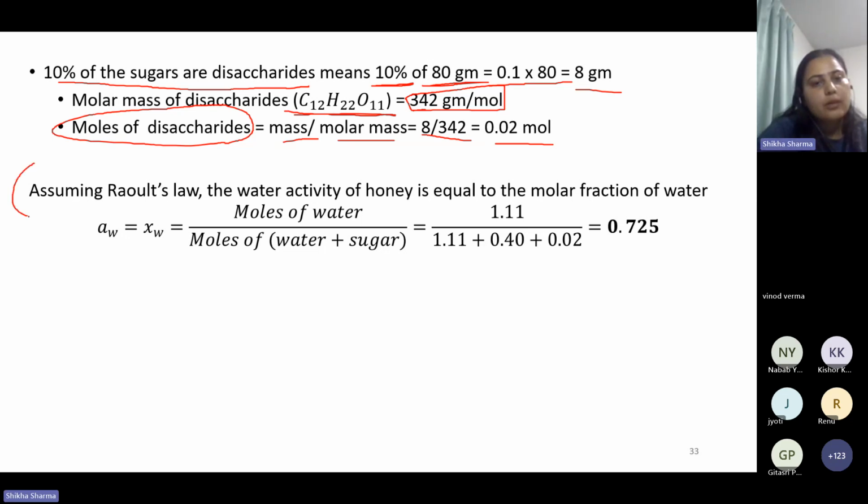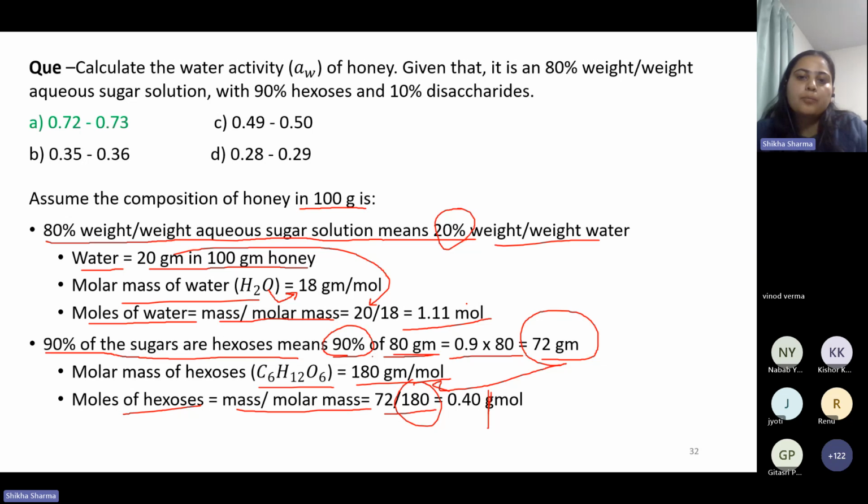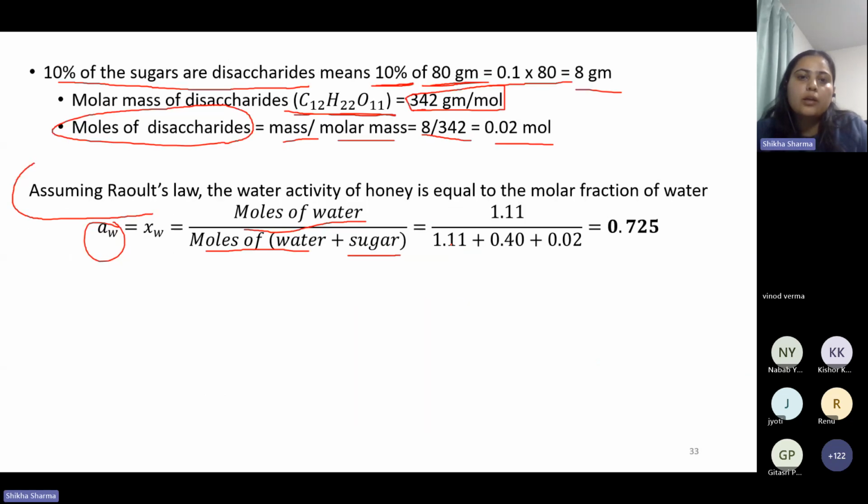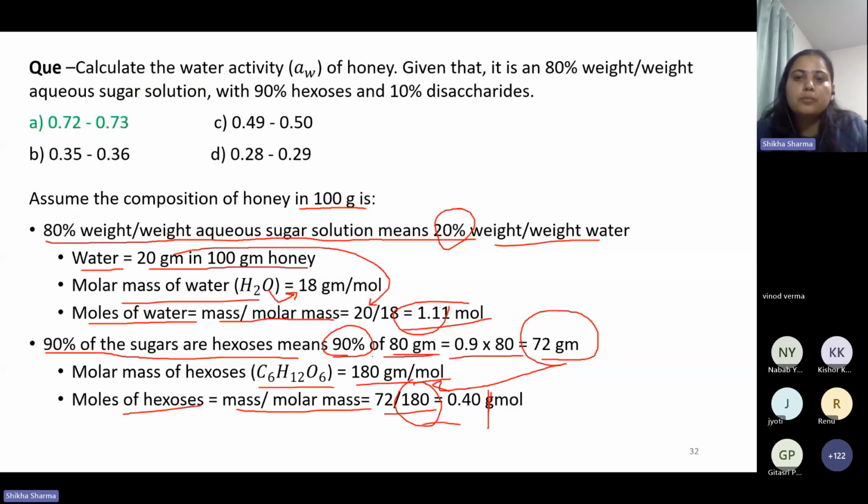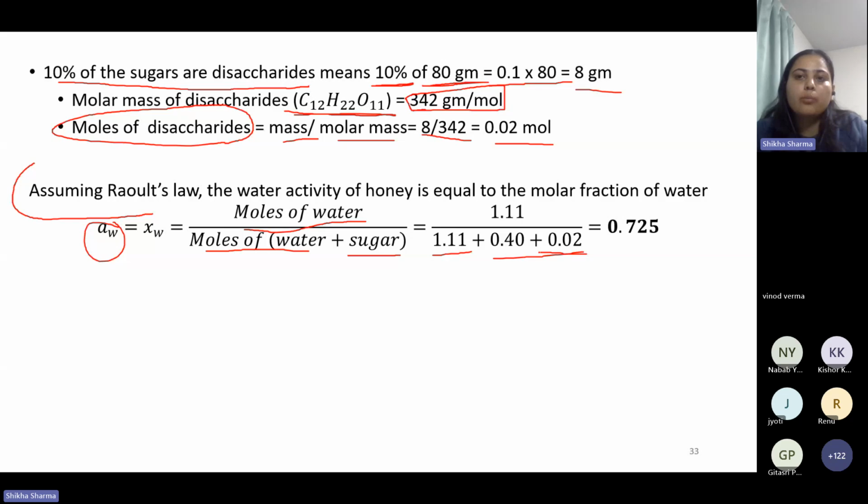So if we need to calculate the water activity, the water activity formula is the same as the mole fraction, when we assume Raoult's law. The water activity of the honey equals the mole fraction of the water. So it equals moles of the water divided by moles of the water plus moles of the sugar. The moles of the water we calculated as 1.11, divided by 1.11 plus moles of the sugar, which are the hexose and the disaccharides: 0.4 moles and 0.02 moles.